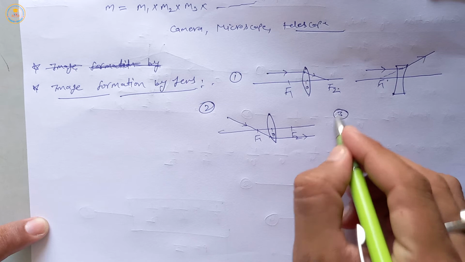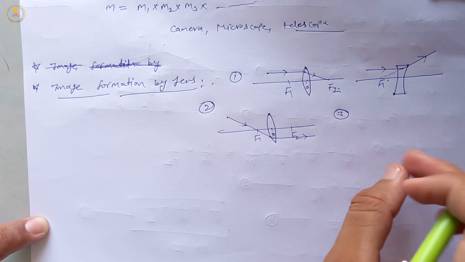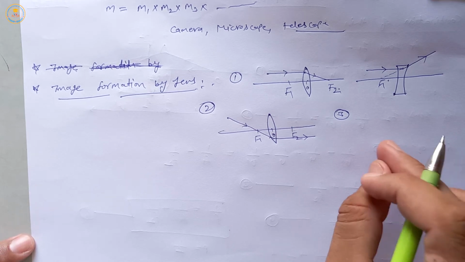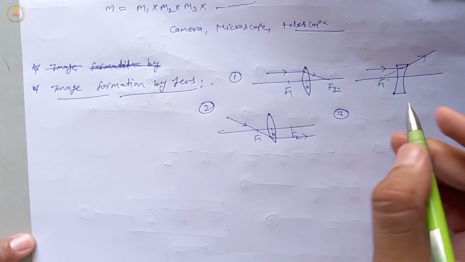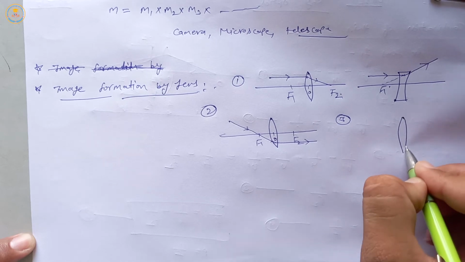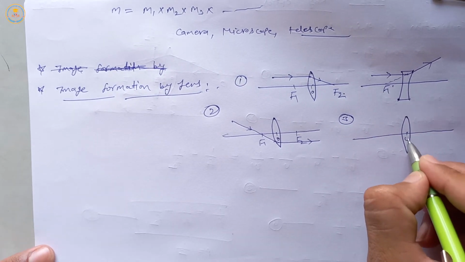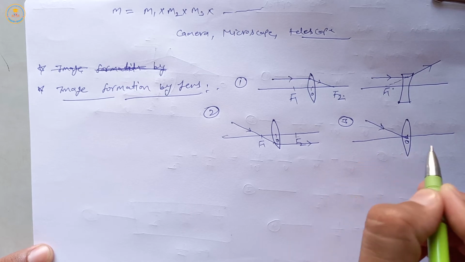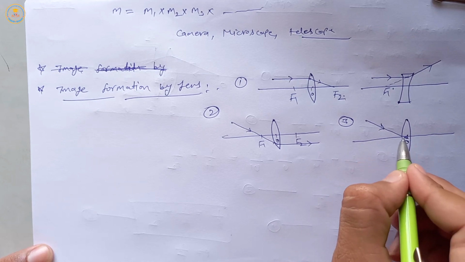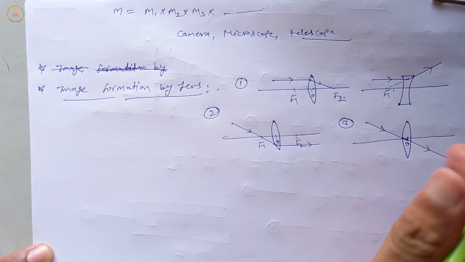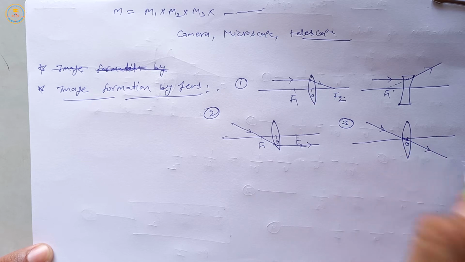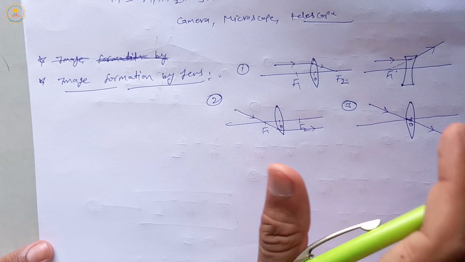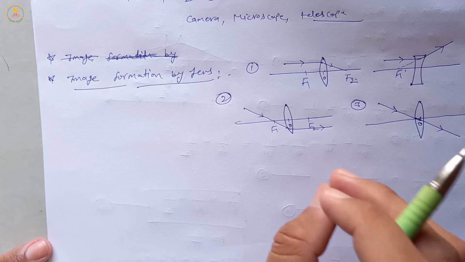Clear? Third point: if the ray passes through the optical center, then this ray emerges from the lens without any deviation. Suppose this is the lens and this is the principal axis, this is the optical center. So the ray passing through the optical center like this, then this ray emerges from the lens without any deviation. Means without deviating from its path, it goes straight out. Clear it? So these are the 3 rules. By the help of these rules we form images by the lenses.